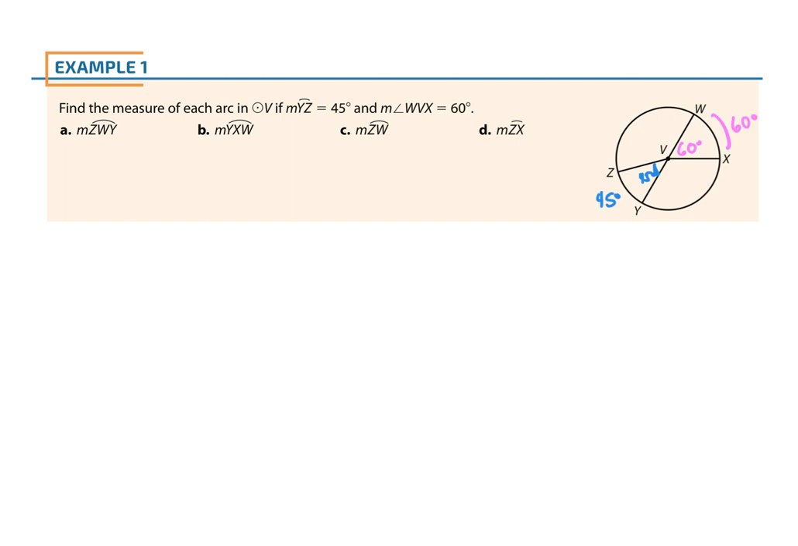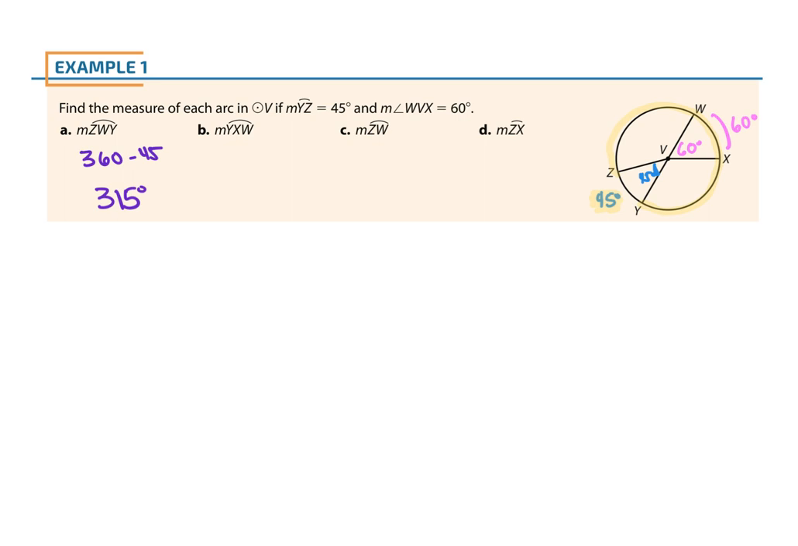And now they want me to find some other things. All right, so I have 60 and 45. They want me to find ZWY, all right? From Z to W to Y. So if I go from Z to W all the way around to Y, I have the entire circle except what? The 45. Except the 45. So to solve for this one, I'm going to just take the 360 minus the 45. So this angle measure is going to be 315 degrees. Easy enough? All right, let's look at the next one.